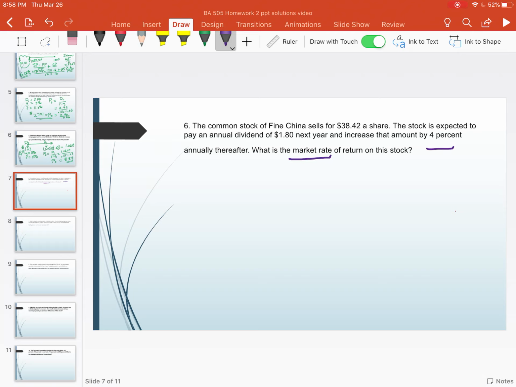Okay, so if you remember in our formula for the dividend discount model, we have P sub 0 is equal to D sub 1 over R minus G. So in this formula, R is our actual market return. So that's what we're solving for.